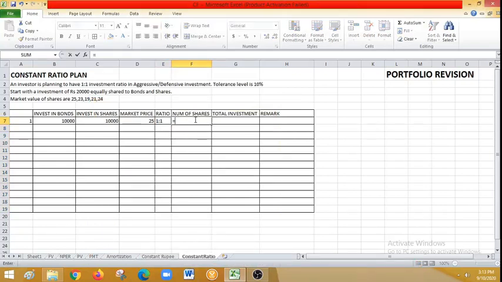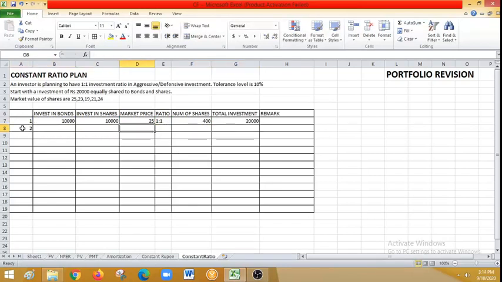The number of shares I will be having is the 10,000 invested in shares divided by the market price. So how many shares am I having? I am having 400 shares. The total investment is investment in bonds plus investment in shares.